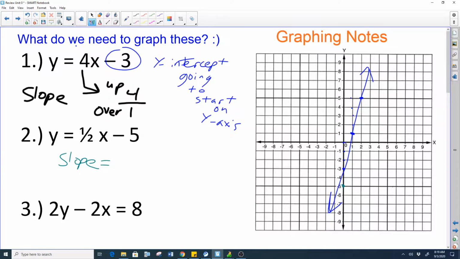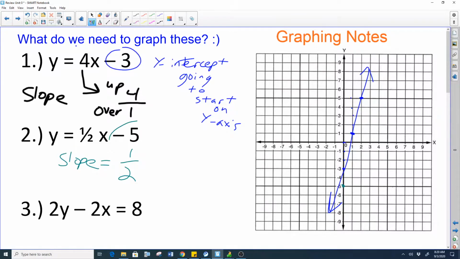So, Cooper, what would the slope be? Take a look there at this equation number 2. Take a guess. It's okay if you get it wrong. One of them's the slope and one of them's the Y-intercept. Yeah, the 1/2. Nice. So that's going to be 1 over 2.